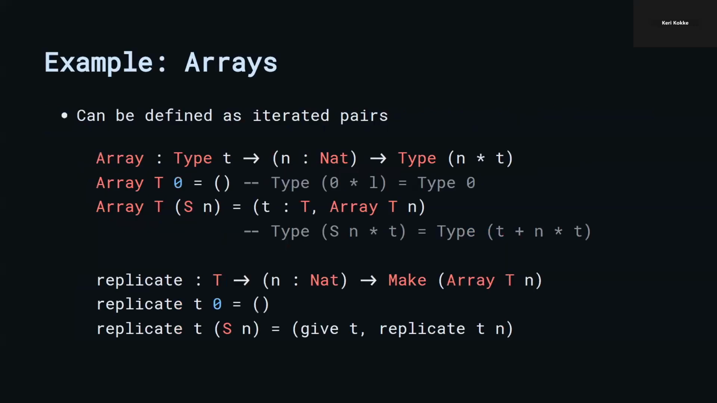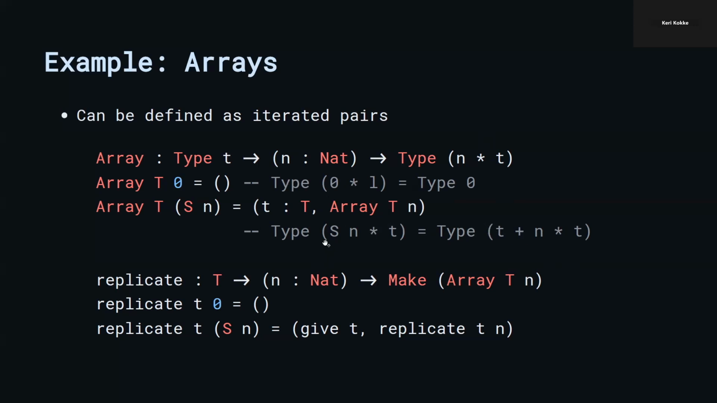Okay, so with all of this, we can actually define arrays. We can define arrays as iterated pairs just by pattern matching on the size. A zero-sized array is just a unit. And an array with n+1 elements is a sigma type, where the first projection gives us the element, and then for the rest we have the rest of the array. And because we have the appropriate computation rules for this multiplication on layouts, the types and the sizes all match. In this case, successor of n times t computes to t plus n times t, which is exactly the layout for dependent pairs.